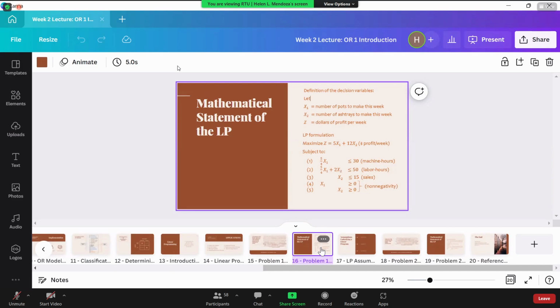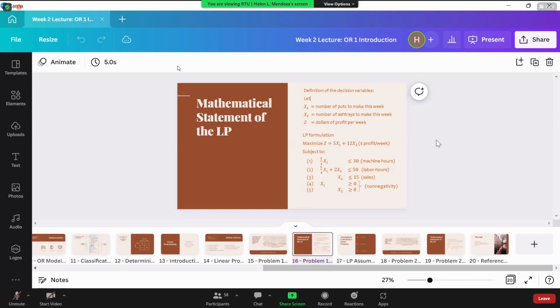Makikita nyo mamaya dyan sa assumption, meron dyan nakalagay additivity, etc. Now, for the formulation, mula yan sa taas, ba't nandiyan siya sa gitna? The objective of the problem now is 5x plus 12y, which is considered as the dollar of profit per week.